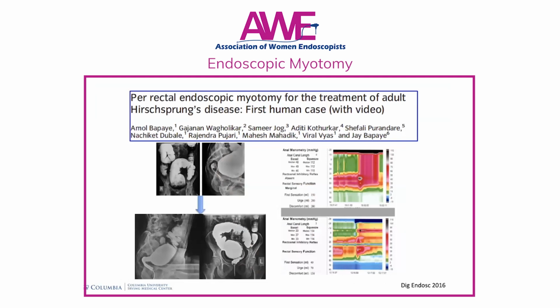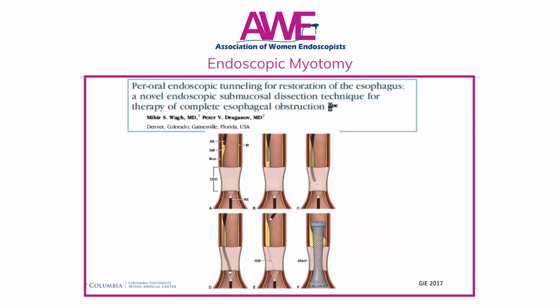So finally, all the way at the end of the GI tract, we have the rectum, and rectal endoscopic myotomy, or PREM, has been really championed by Amol Bapaya out of Pune, India, who first used it for a patient with Hirschsprung's disease. And you have significant improvement in the motility of these patients using exactly the same techniques. It's just a reverse approach in terms of the direction that you go for the myotomy. And this group has continued to do cases with excellent success following the procedure.